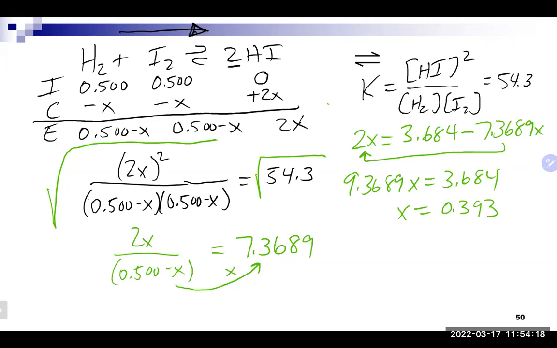Could you have factored it out and did the quadratic? You could, and you should ideally get kind of the same answers. But sometimes you might want to save some time, so you don't overlook some of those things.